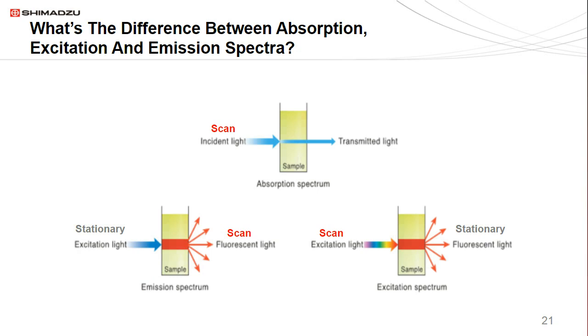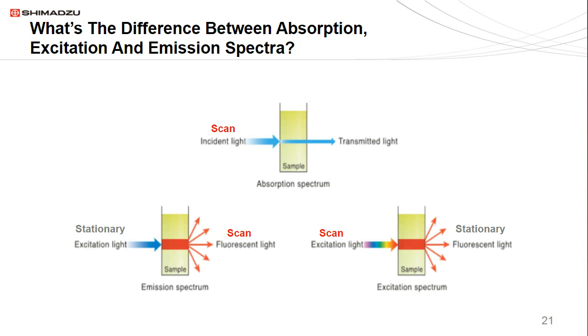At the top here is an example of a typical UV visible instrument, where the monochromator scans and the different wavelength light strikes the sample and the transmitted light is measured. On the bottom is a fluorescent instrument. The emission spectrum is conceptually easier to understand. You basically park the excitation monochromator at a wavelength, say 250 or 300, and then you scan the emission side monochromator and collect the wavelength-dependent change in the emission light.